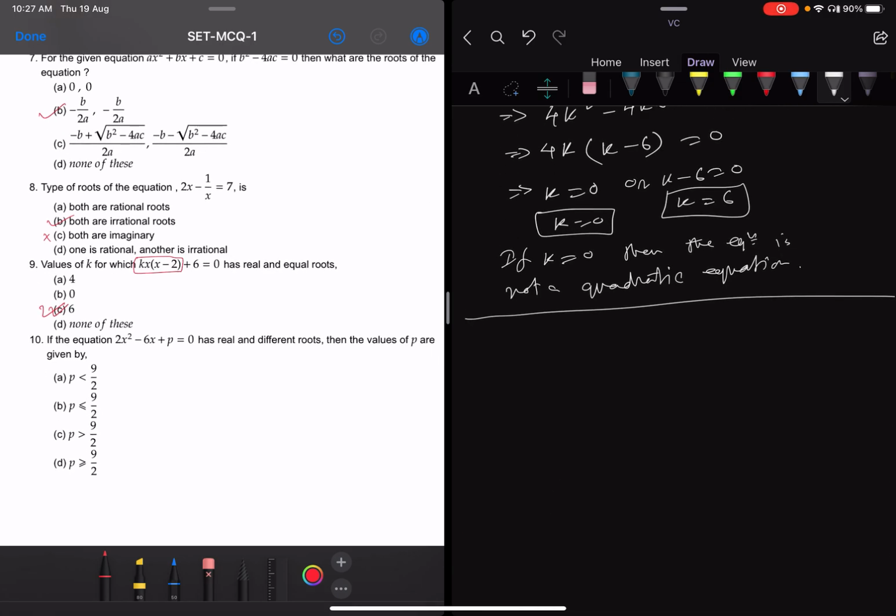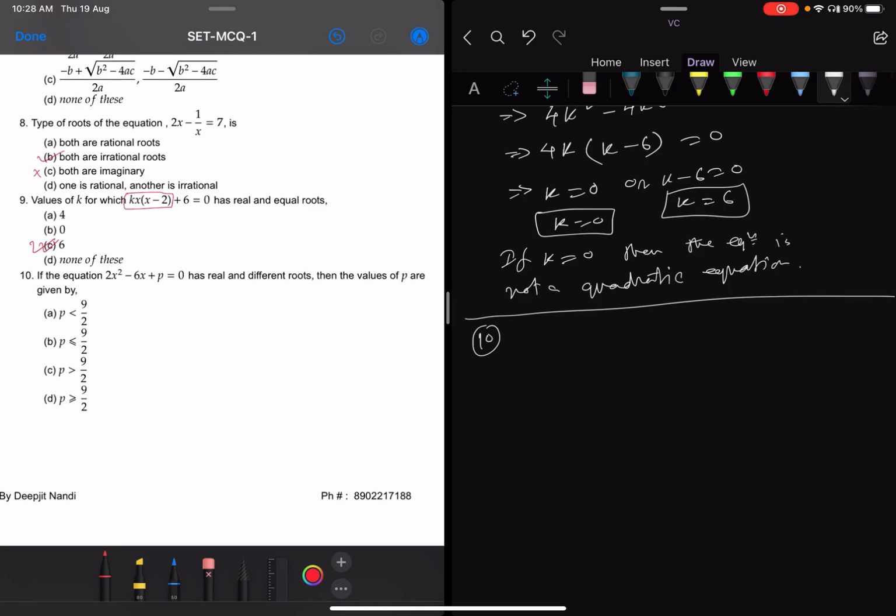Now for problem number 10. If the equation 2x squared minus 6x plus p equals 0 has real and different roots, then to find p, we note that a, the coefficient of x squared, is 2, the coefficient of x, b, equals minus 6, and the constant term c equals p.